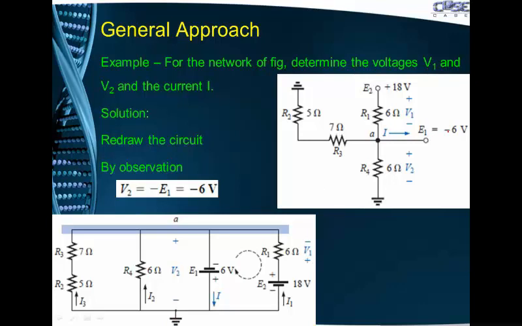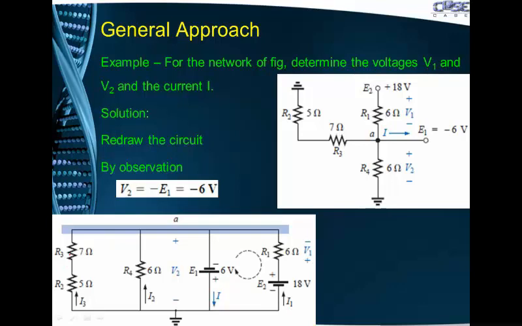Battery E1's negative terminal is connected with A and its positive terminal is grounded, so it is indicated here. Battery E2 has its positive terminal connected with R1, as shown here, where the other terminal of R1 is connected with node A, and the negative terminal of battery E2 is connected with ground. So this is how you redraw the arbitrary shaped circuit into a planar and often simpler topology.